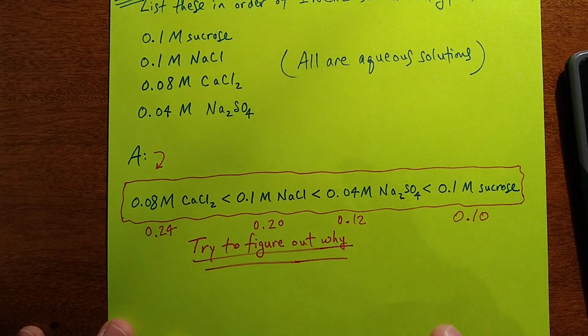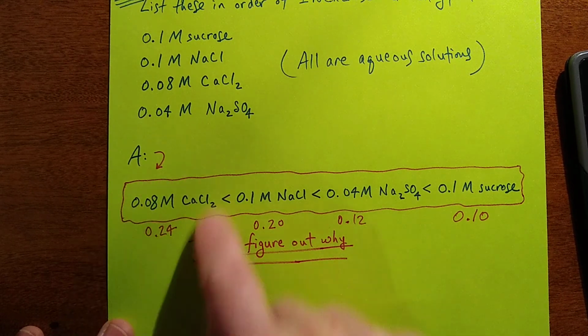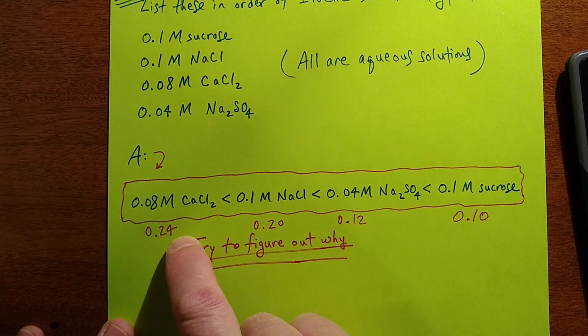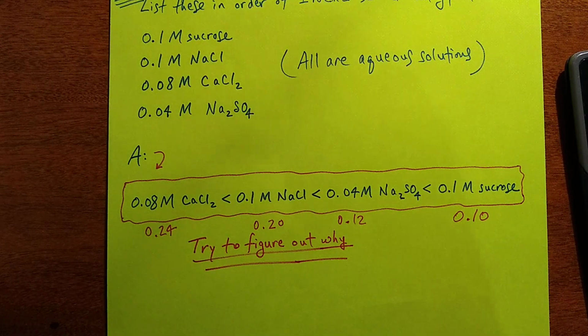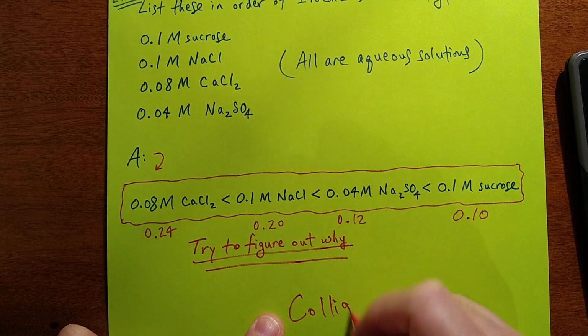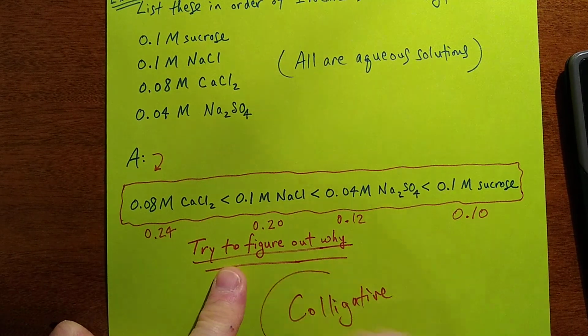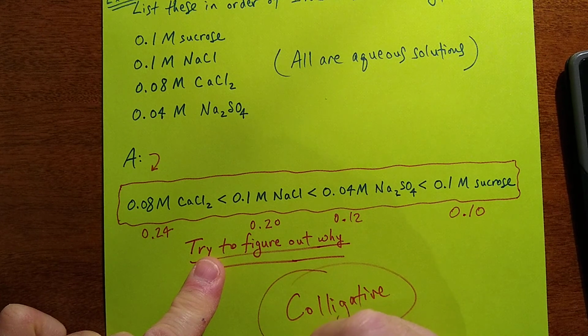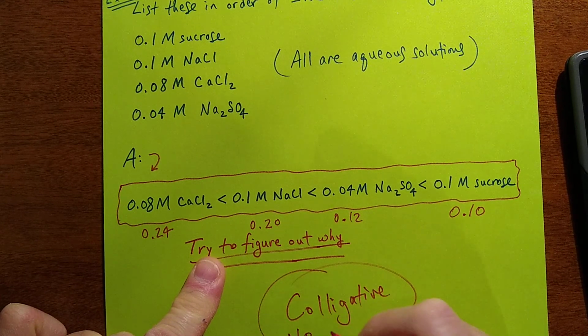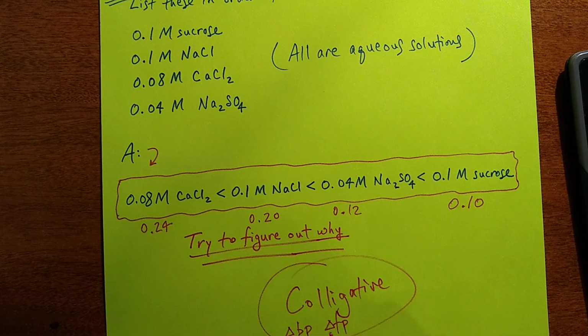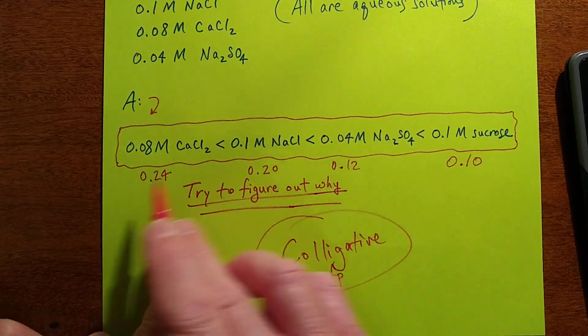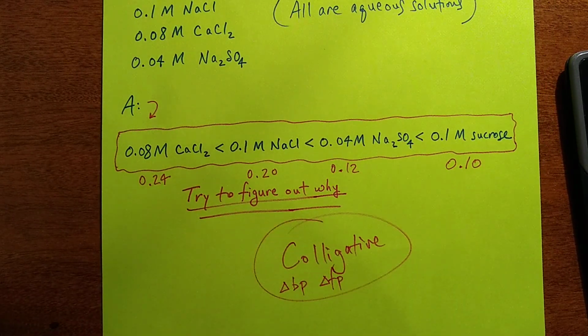If we're talking about which one has the highest boiling point, this one would have the highest boiling point because it has the most particles dissolved in the solution. That's again what this colligative property is. Whether it's change in boiling point, elevation, freezing point depression, or vapor pressure lowering, that effect will be proportional to how many particles there are.